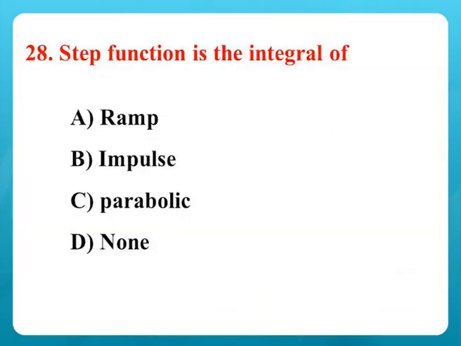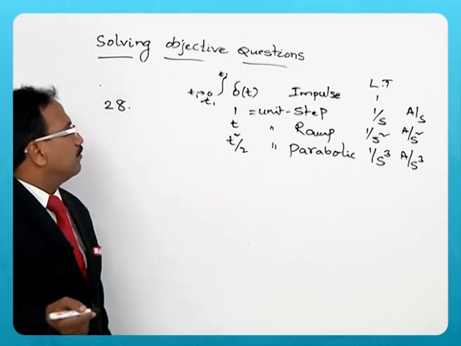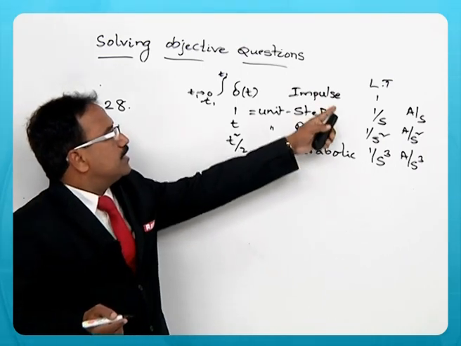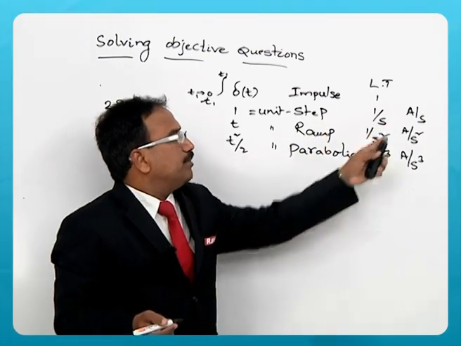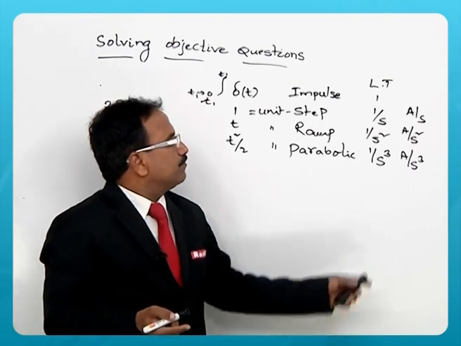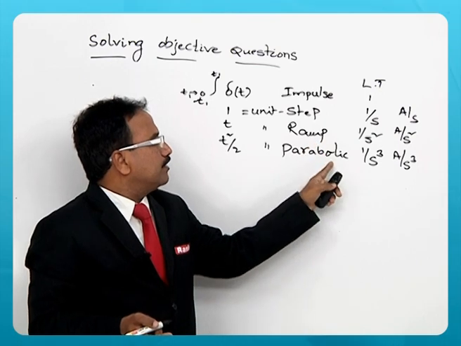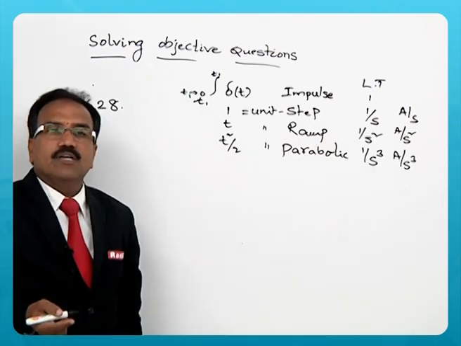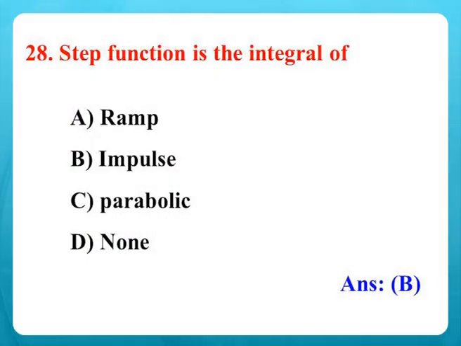Now the question number 28, just reverse of the previous question, that step function is the integral of what? So again here integral of impulse is a step function. When you integrate, there will be a denominator in s that will appear. If you integrate step, it will become 1 by s square. If you integrate ramp, it will be 1 by s cube. So step function is the integral of impulse. So option B is the right answer.